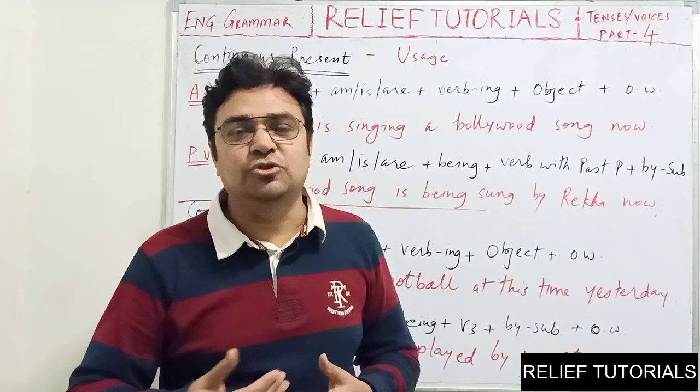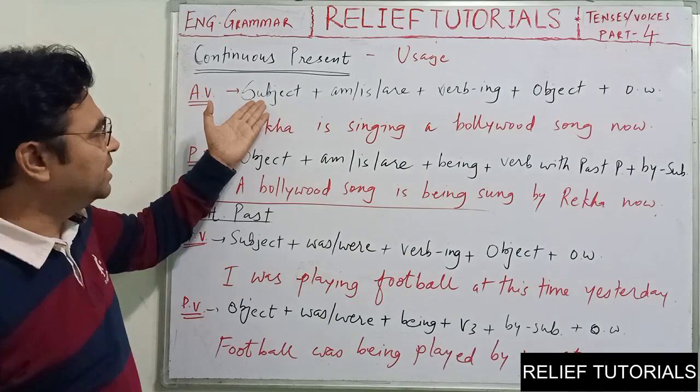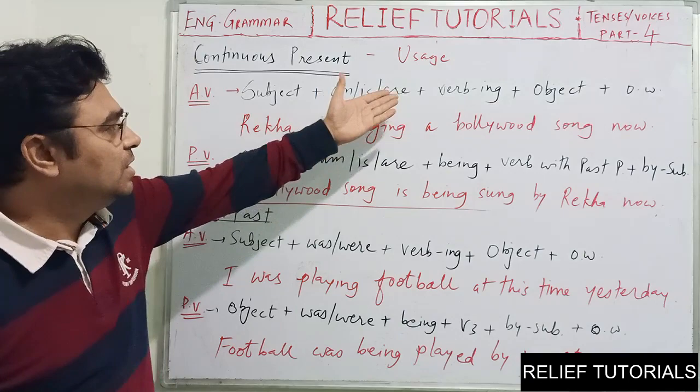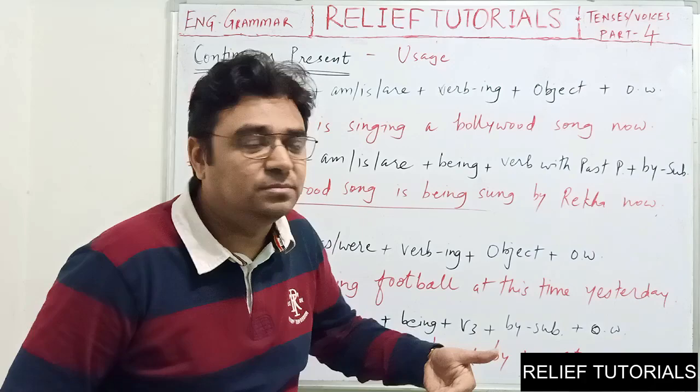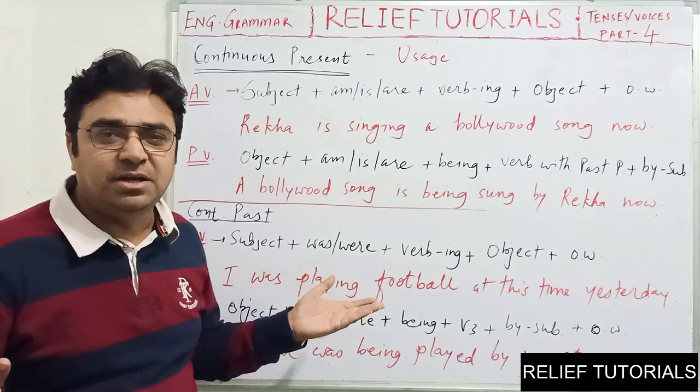Sentence formation is something like this. Subject followed by the auxiliary verbs am, is, or are. Now you know where to use them. Then the verb comes with the ing form, which is called the present participle form. Then the object and then the other words. As you know, subject and object are nouns or pronouns. We already discussed it in the earlier videos.